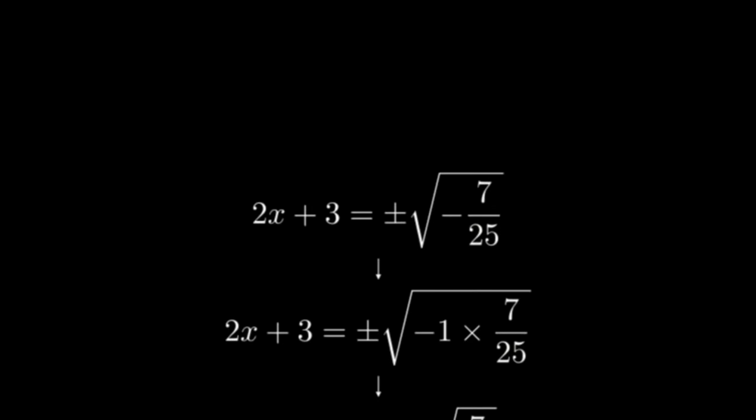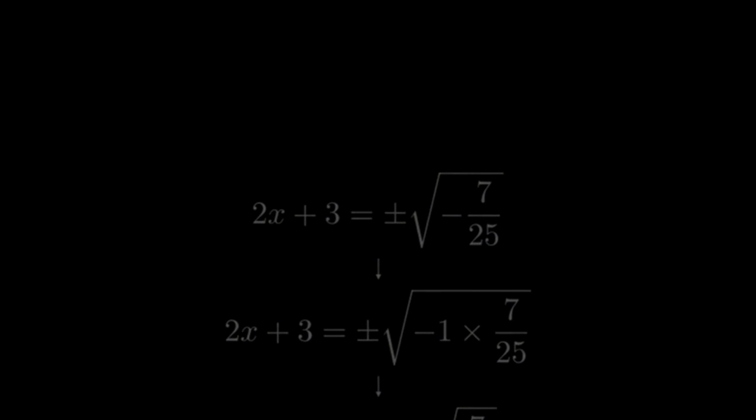This gives us i times the square root of 7 divided by the square root of 25. Since the square root of 25 equals 5, we get i times the square root of 7 over 5. For our final expression, we can rearrange slightly to write it as 2x plus 3 equals plus or minus i times the square root of 7 all over 5. This is the conventional way to express complex number solutions.